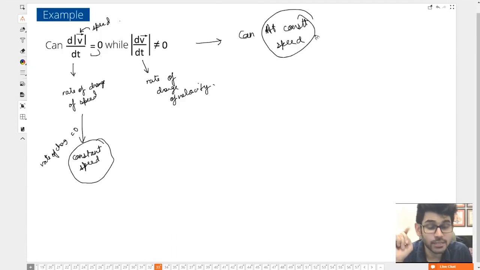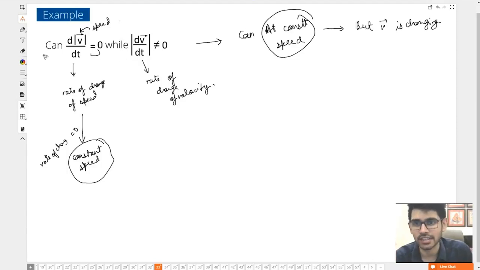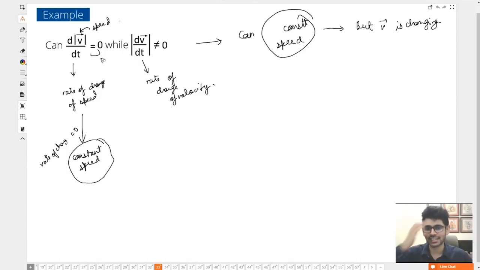So if a body is moving with constant speed, is it possible that the velocity is changing? Velocity is changing but speed is constant. So basically this is what the question means in English language. If something is at rest, then the rate of change of velocity will also be 0. It does not make sense. So that means velocity is changing but speed is not changing.